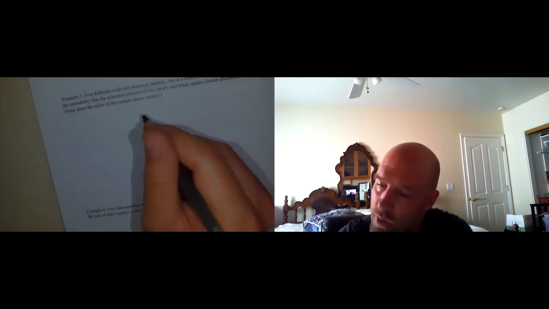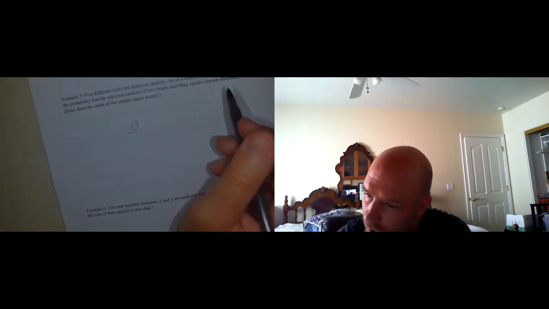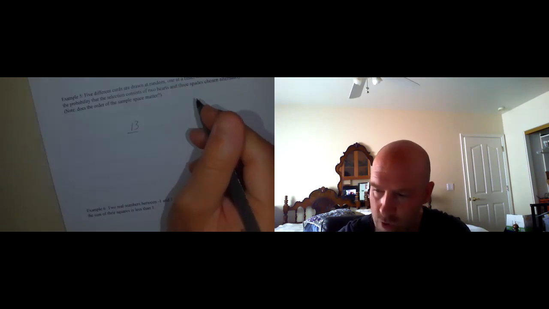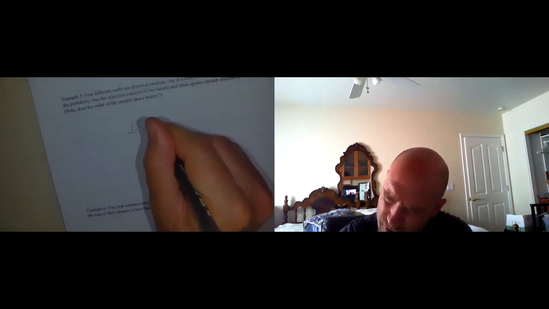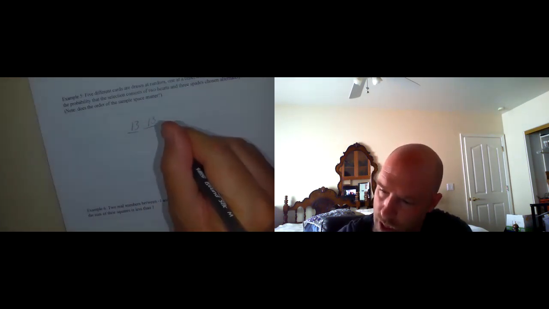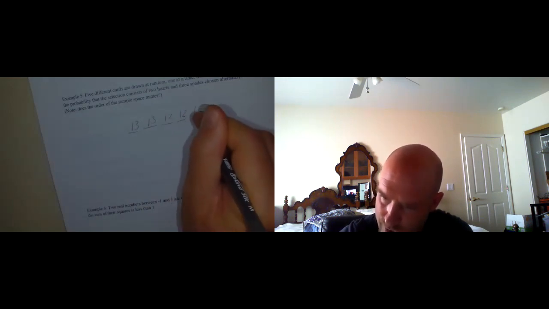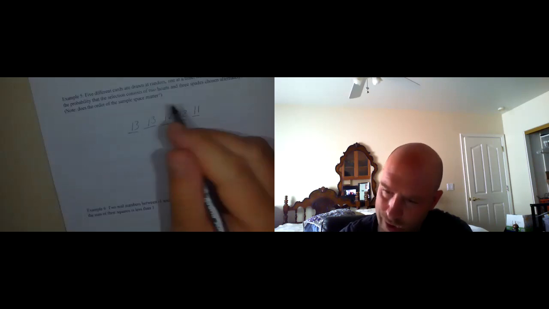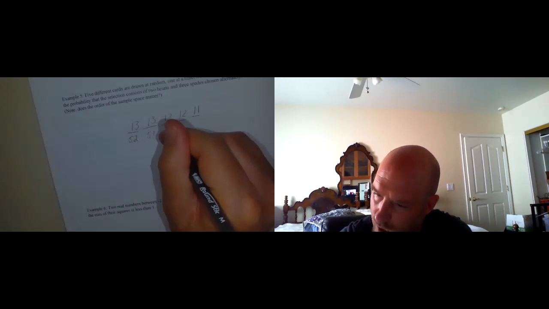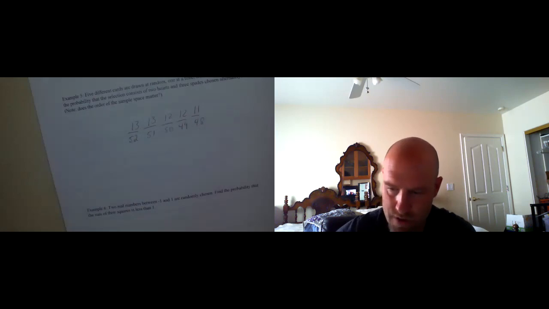So the first card, there are 13 different spades that I'd have to pull from. Then on my next card, there are 13 different hearts to pull from. Then there are 12 and 12, and finally 11. Okay, here there were 52 cards, 51, 50, 49, and 48.